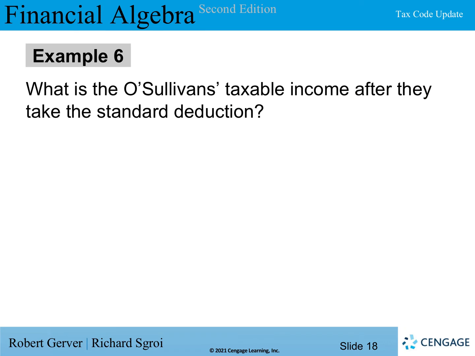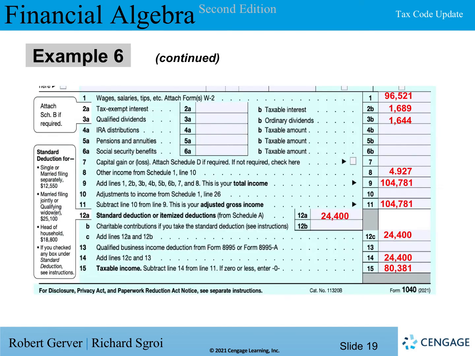So now a logical question is, what is the O'Sullivans' taxable income after they take the standard deduction? If we subtract the standard deduction, which is this $24,400, we're back on Form 1040, by the way, and we subtract it from their gross income of $104,781, we come out with their taxable income. The amount of income that they're going to be taxed on is $80,381, and that's shown here on line 15.